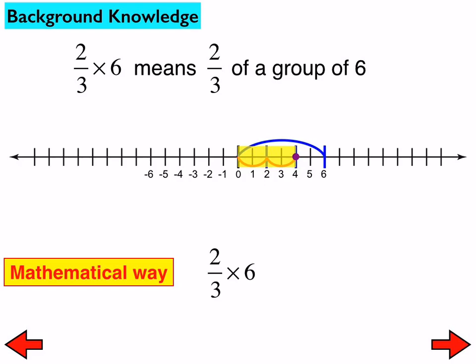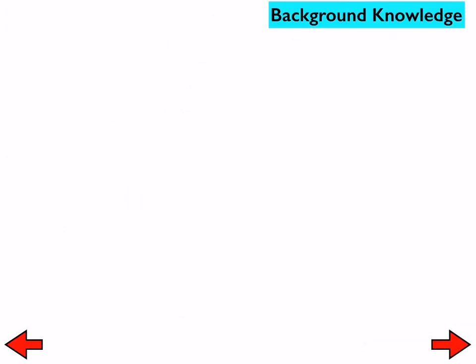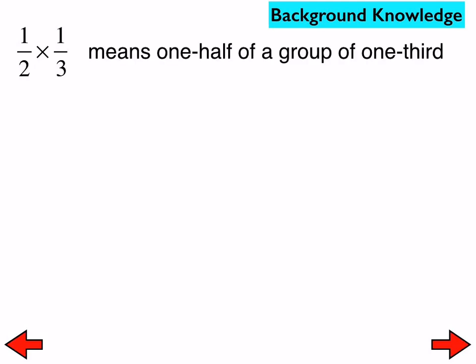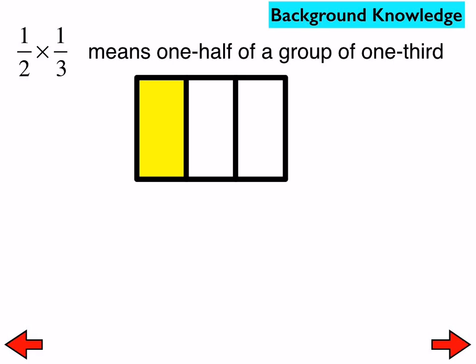Of course, the mathematical way is 2/3 times 6 over 1. In this one, we could do a little bit of cross-reducing. But I'm going to multiply straight across and then reduce for now. Next problem. What about a fraction times a fraction, like 1/2 times 1/3? One way of modeling this to prove what it is, is to think of this as 1/2 of a group of 1/3. Well, one way you could do it is with an area model.